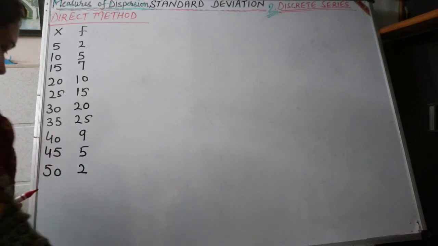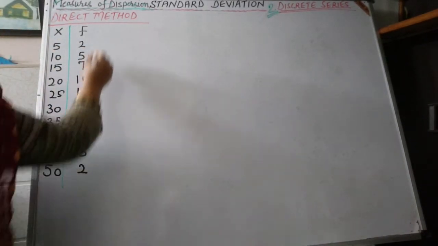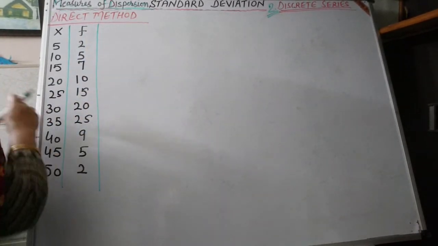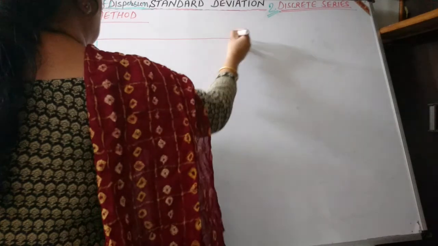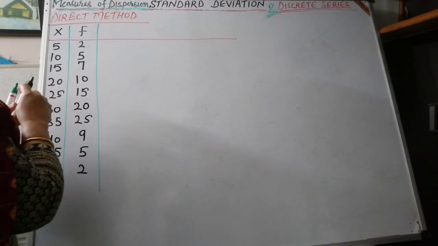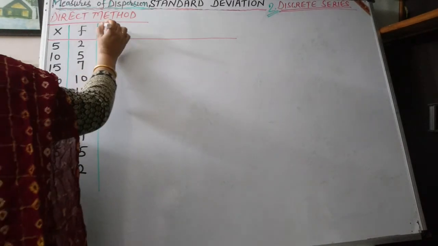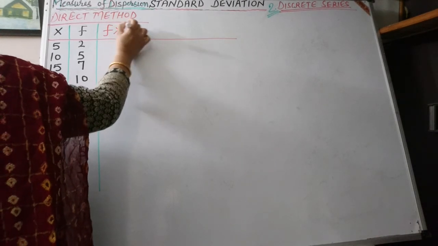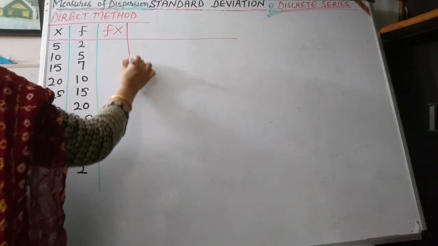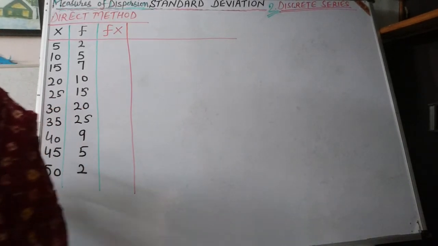So first of all, in the direct method we have to calculate the value of arithmetic mean. Without calculation of arithmetic mean, we can't calculate standard deviation in the direct method. So for the calculation of arithmetic mean, fx is required. Fx.